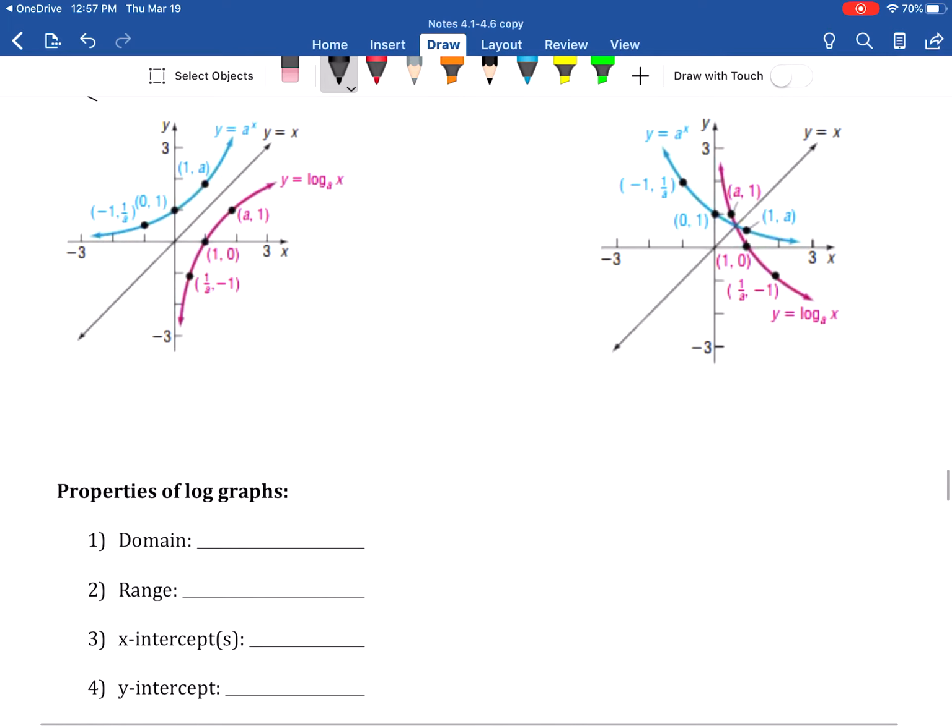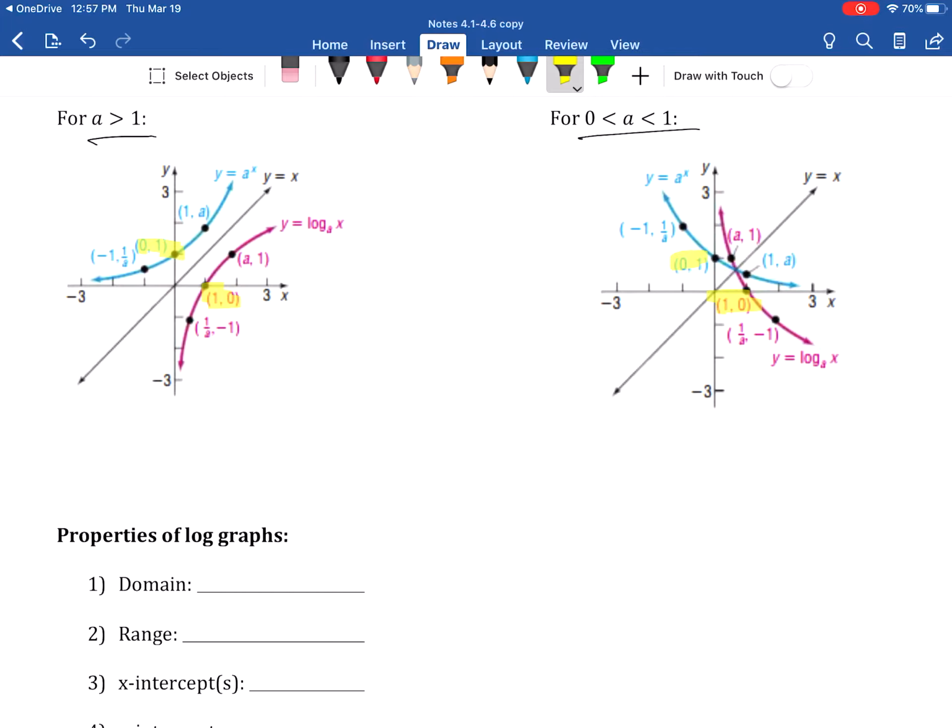One thing I want you to pay attention to is that this key point 0, 1 now becomes the point 1, 0 on the log graph. Here it is again. 0, 1 becomes the point 1, 0 because when you look at the inverse function, you interchange the x and the y coordinates.